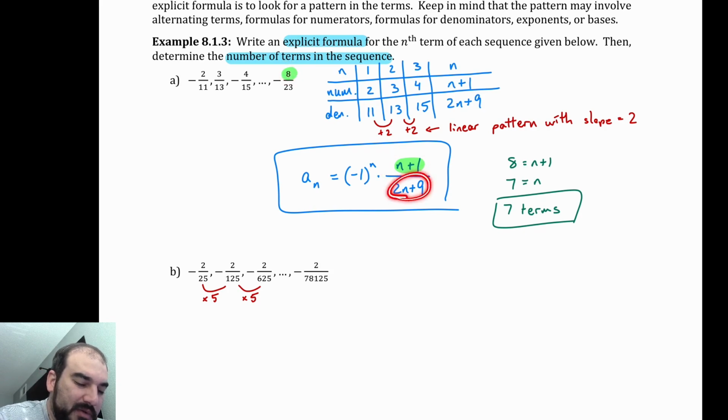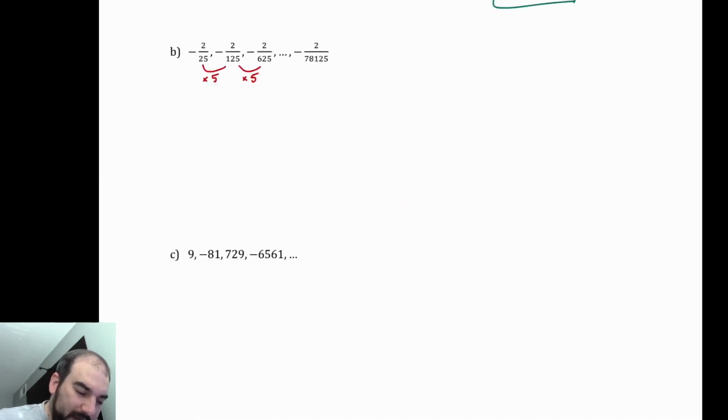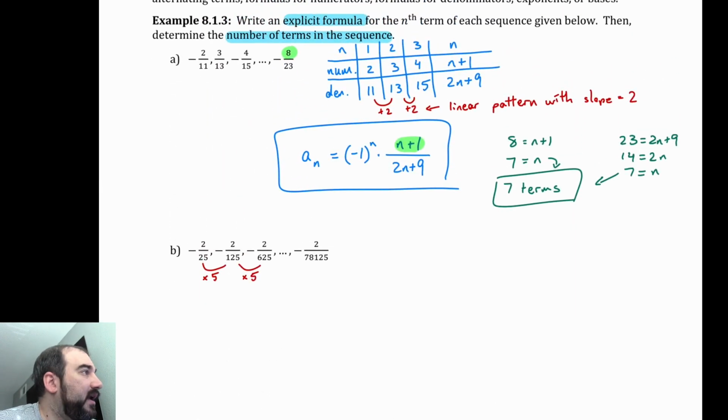So you can use part of the formula with its corresponding part in the term to figure this out. You can also do the same thing with the 2n plus 9 and the 23. If I were to set 23 equal to 2n plus 9, we should still get 7 terms, right? If I subtract 9 from both sides, this is 14 equals 2n, and n equals 7. So either way, we find that there are 7 terms. Right, and that is what we're doing in 8.1.